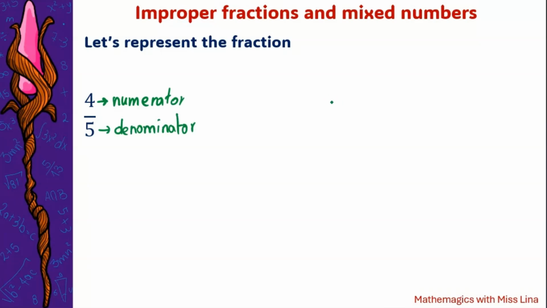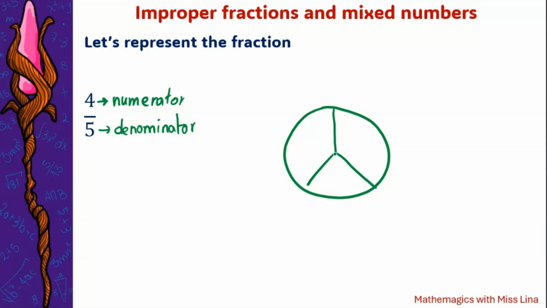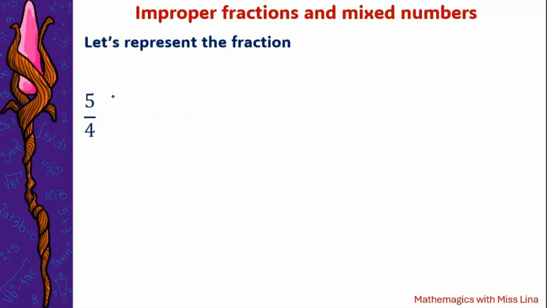The denominator tells us in how many parts to divide the unit. So if we have this unit here, we would divide it in 5 parts in this case. And we would take 4 of them. And that is the representation of 4/5. But how to represent the opposite, 5/4?